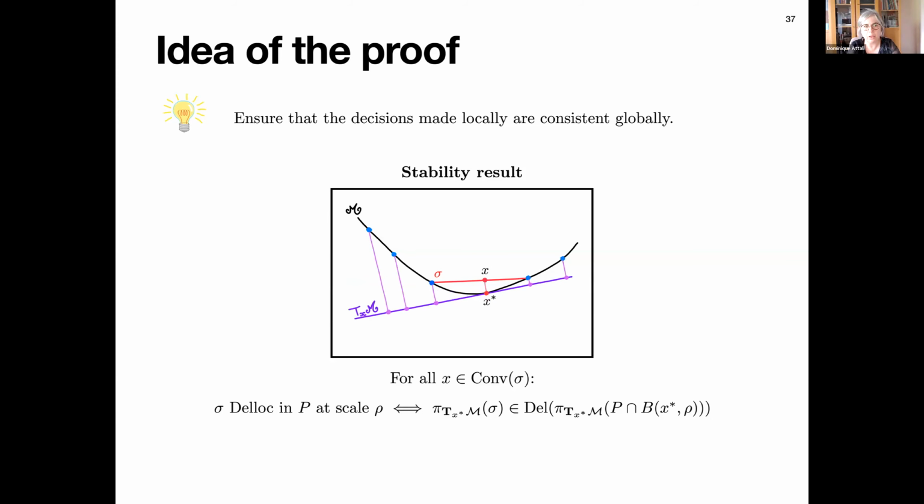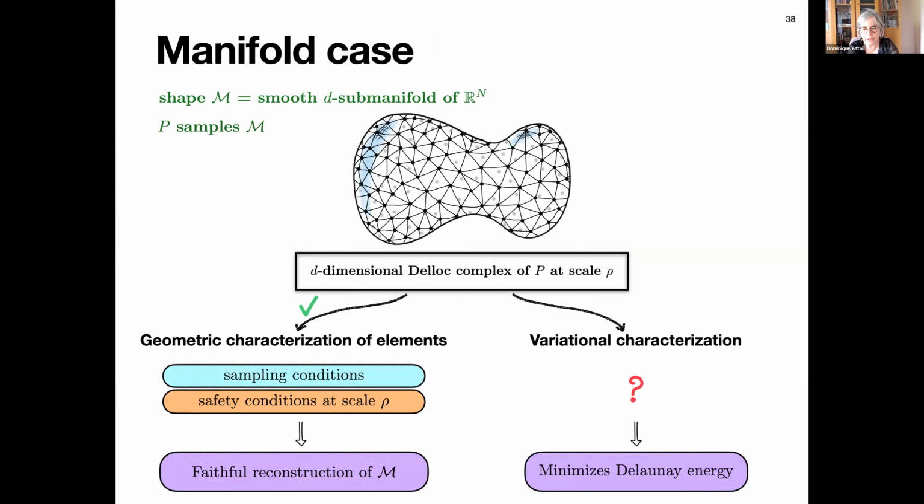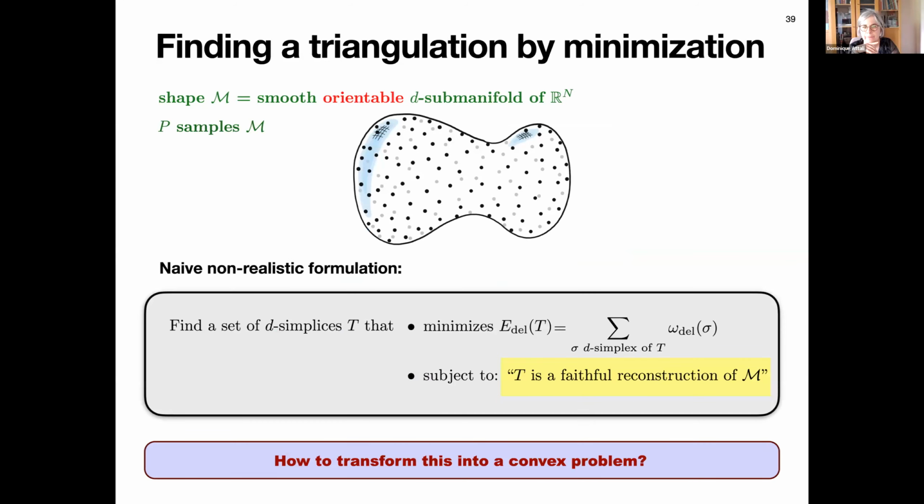Okay. So now I would like to describe the variational approach, the variational characterization here. For this, we are going to assume that the shape M is furthermore orientable. This is going to be key.